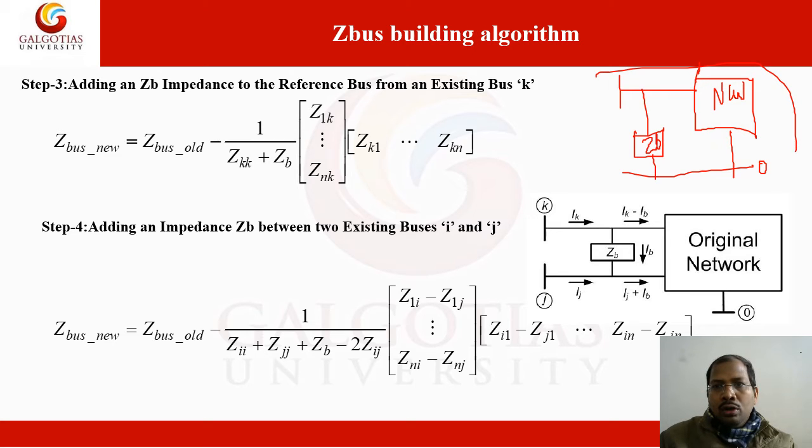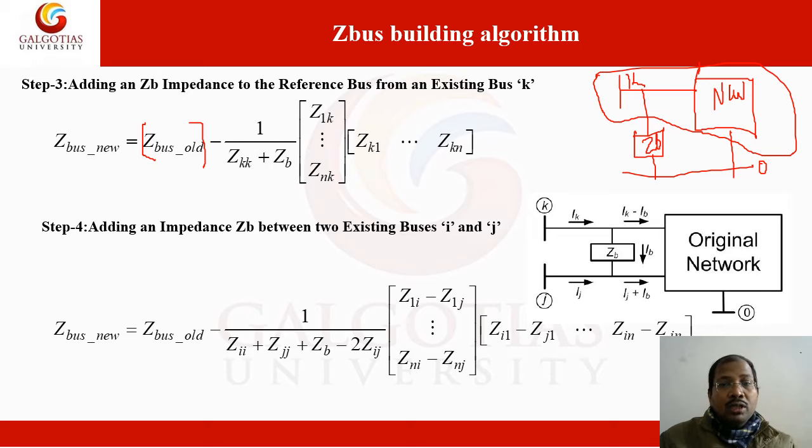So here, for this system, the original Z bus is given. We have only connected a transmission line having the impedance ZB to the reference bus from a kth bus. This is the kth bus. So here we can directly use this one. Z bus old means the previous Z bus we have connected. Here there is no new bus we are going to add. Only the transmission line we are going to add.